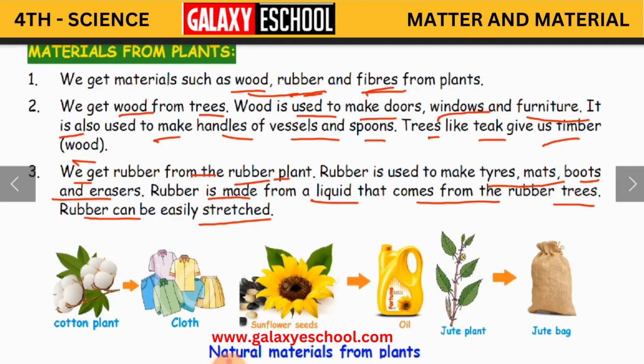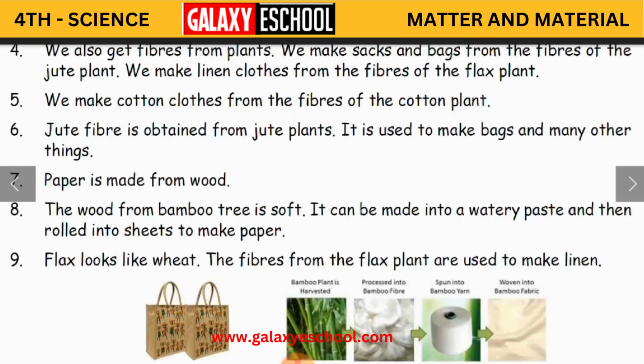Okay, children. So we got wood from trees and we also got rubber from trees. Apart from that, we also get fiber from plants. See here, even cotton for cloth, sunflower seeds, that is where we get our oil. And the jute plant, where we get jute bags. Jute is nothing but again a fiber. Through the cotton plant we get our clothes. So these are different materials which we get from plants. Clear, children?